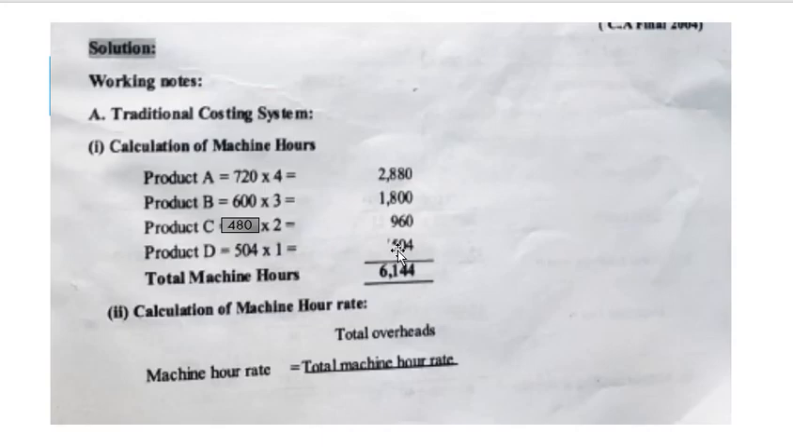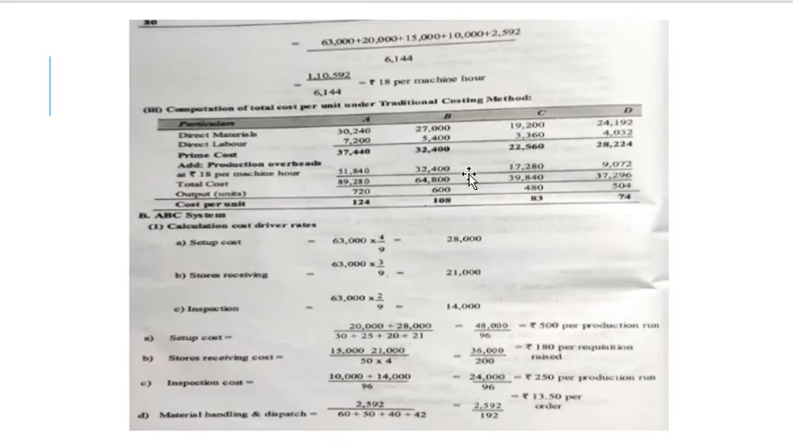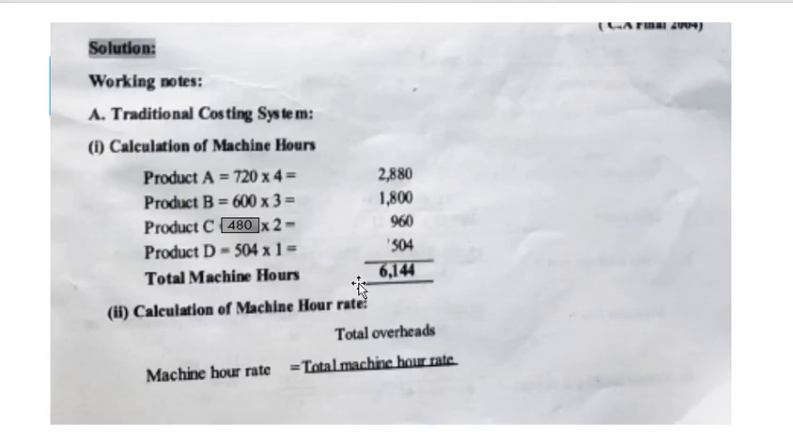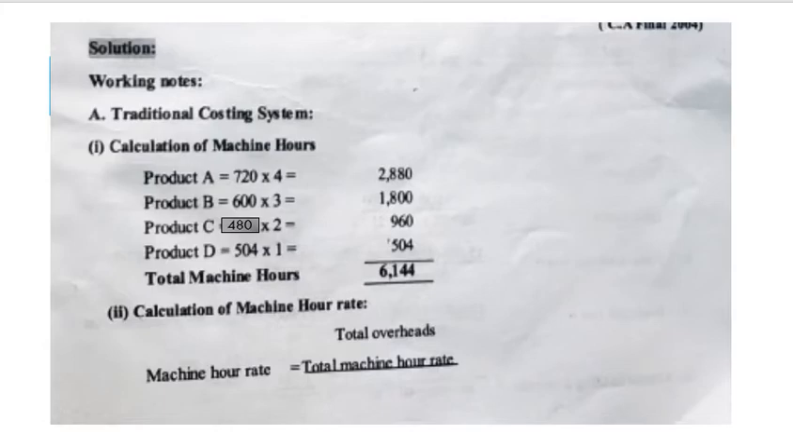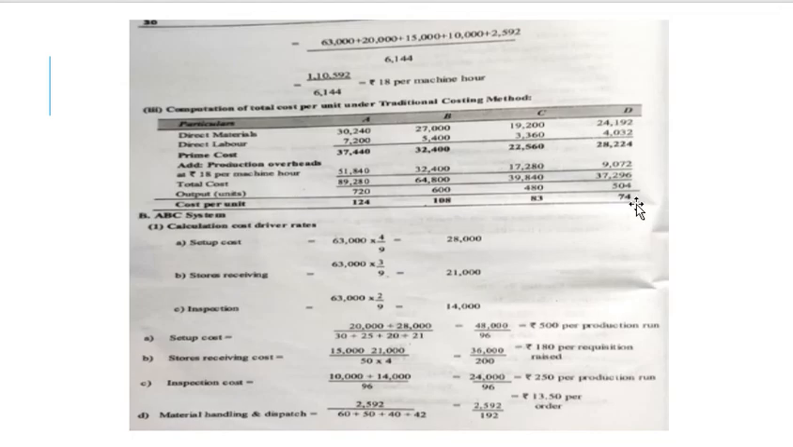And for B, 1,800 into 18 will give you 32,400. Then we have 960 into 18 will give you 17,280. Next, we have 504 into 18 will give you 9,072. So this is your total production overhead. When we add our prime cost and production overhead, we will be getting our total cost. So our total cost for A is 89,280, for B 64,800, for C 39,840 and for D it is 37,296.